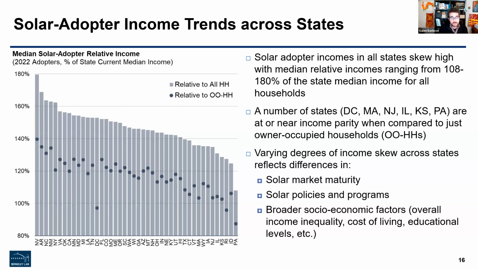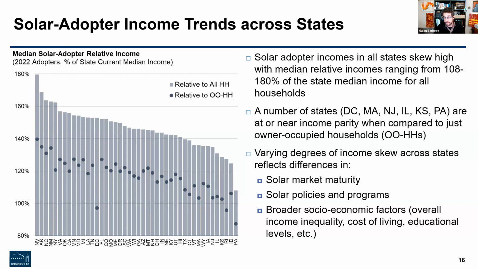Now, we've done some work over the years trying to understand the causes and drivers for this variation in income skew across states. It's hard to condense it all into a single, bite-sized explanation, but suffice to say it reflects a number of different factors: the maturity of the solar market, what kinds of policies and programs might be in place, particularly those related to advancing greater equity and access among lower income households. And then also, and perhaps most importantly, it can just reflect broader socioeconomic factors within a particular state.